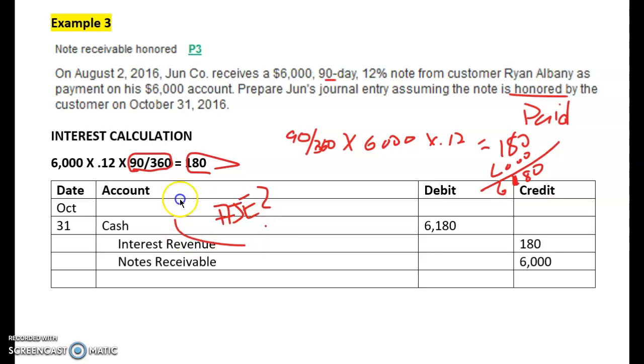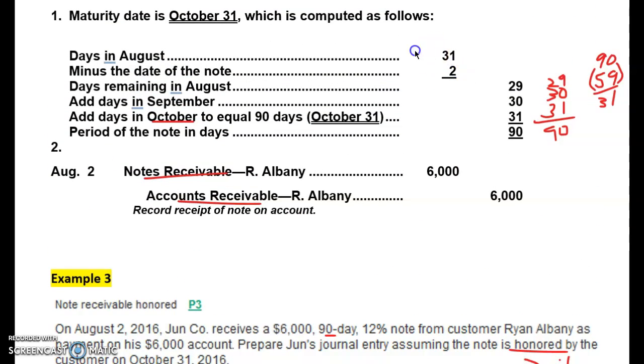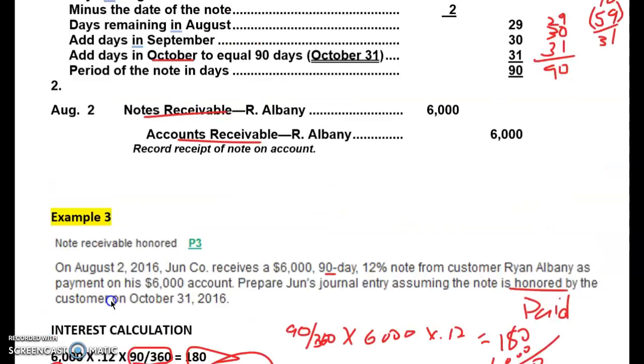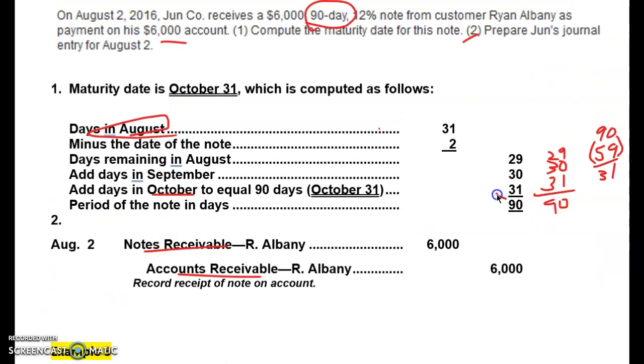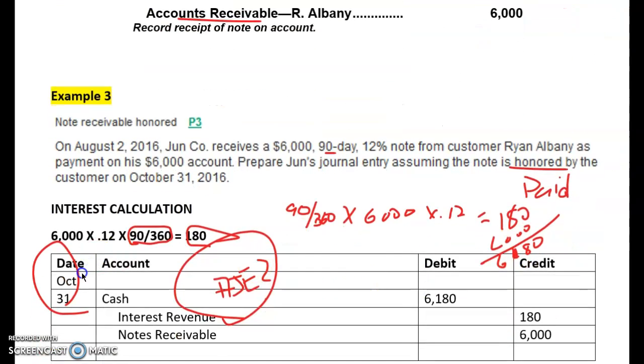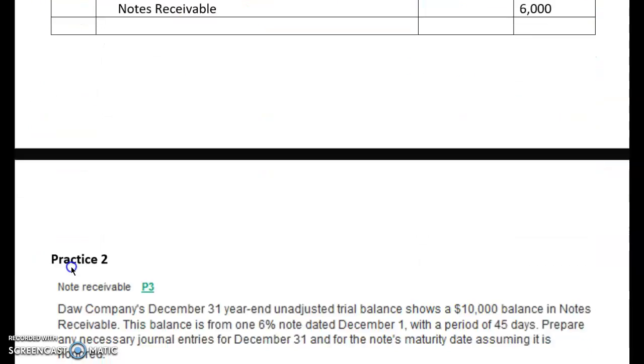Why didn't we do an adjusting entry? Well, if we're only going to do adjusting entries at the end of the year, the loan was taken out in August, and the loan was paid back on October 31st, as we calculated. So there's no need to do an adjustment. We never even got close to year end. It's October, and we have another 2 months before year end. So there's no need for an adjusting entry.